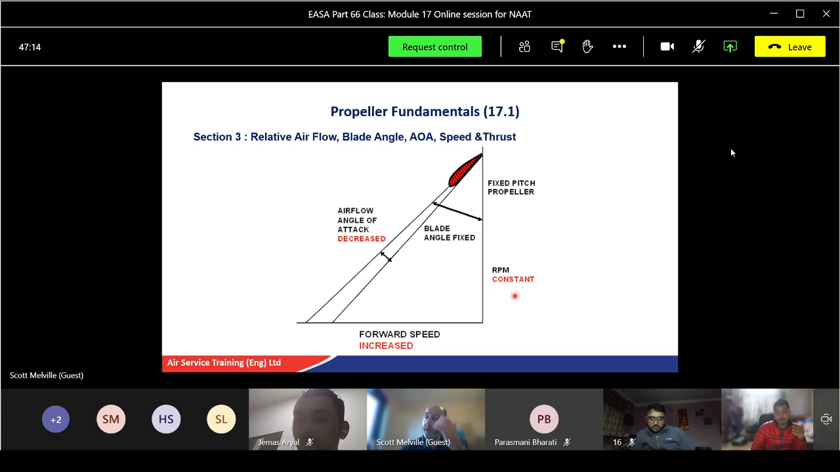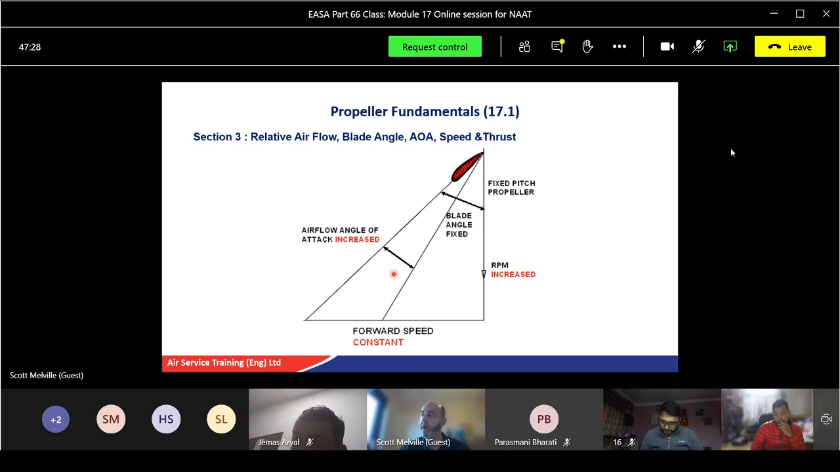Similarly, we've got RPM constant and forward speed increased. Again, your angle of attack will decrease because the aircraft is going faster and trying to catch up with the relative airflow. And finally, we've got RPM increase: the engine is going faster while the forward speed is constant. If the RPM increases, the propeller is trying to escape the relative airflow. So, four stages there.